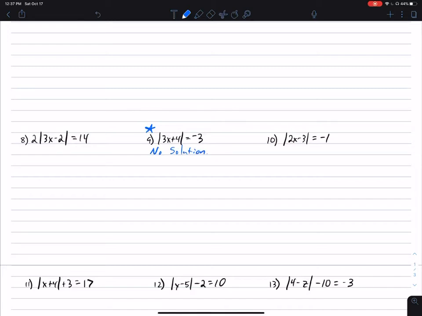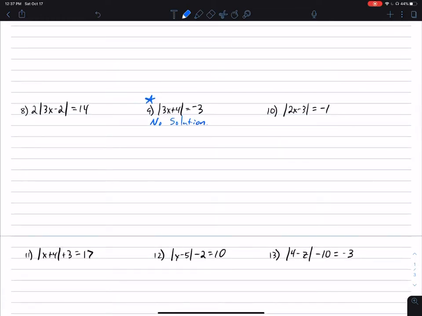However, you do want to be careful. Make sure that you isolate the absolute value before you decide whether there is or is not a solution. So if I go down to number 13, the absolute value of 4 minus z, minus 10, is equal to -3. Although there's a negative on the right side, when I move this 10 over, my absolute value will be equal to a positive number. So I can solve that one. So you do want to be careful. Make sure you isolate the absolute value before you solve your equations.